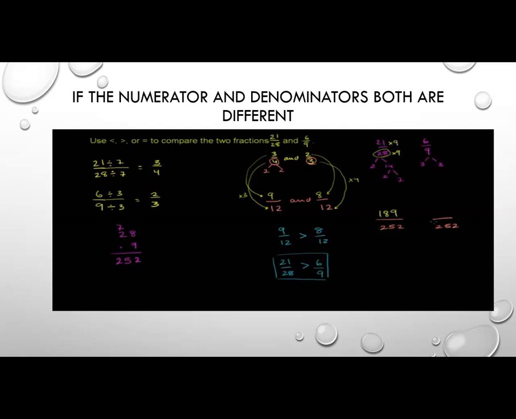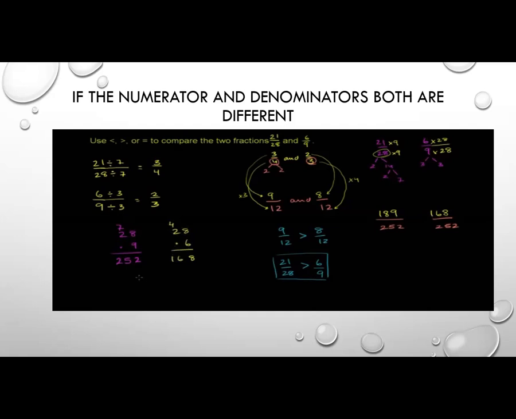To go from 9 to 252, we had to multiply by 28. So we also have to multiply the numerator by 28 if we don't want to change the value of the fraction. So 6 times 28: 6 times 20 is 120, 6 times 8 is 48, so we get 168. Let me write that out just to make sure I didn't make a mistake. 8 times 6 is 48. 2 times 6 is 12, plus 4 is 16.